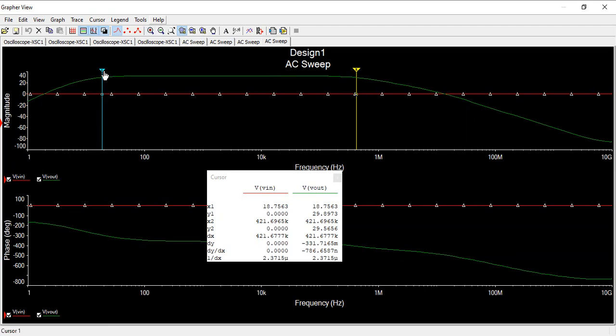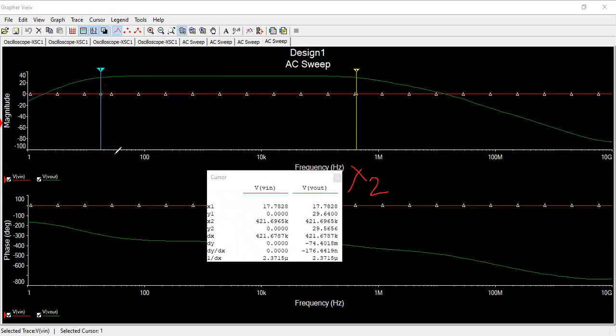Similarly, I have to move my first cursor. This is your Y1, this is your Y2, second cursor. This is your Y1, first cursor. I have to move the cursor value here. It is already Y1 at 29.8. I have to make it 29.5. So simply I'll move like this. Slightly you vary this one. Okay, now this is your x2, this is your x1. I'll mention here, this is your x2, this is your x1.